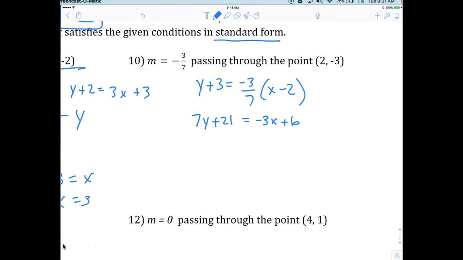Take a deep breath. Make sure you see what I'm seeing and doing what I'm doing. How did you get negative 3x? I distributed a negative 3. The negative 3 times x, the negative 3 times negative 2. Oh, it cancels. The 7 I multiplied on the right side. So what I did was I multiplied this by 7 and this by 7.